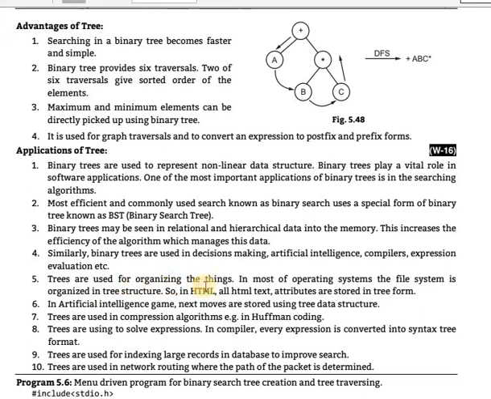Trees are used for organizing things in most operating systems. The file system is organized in a tree structure. In HTML, all HTML tags and attributes are stored in a tree form. The file system means we store data in a D drive, in directories; under directories there are folders, under folders subfolders, and files. So the structure is tree-like. In HTML also the tree structure is used. In artificial intelligence games, the next moves are stored using the tree data structure. Trees are used in compression algorithms, for example Huffman coding.